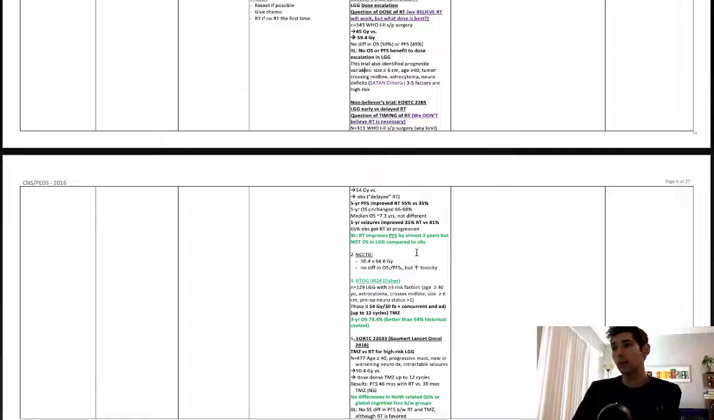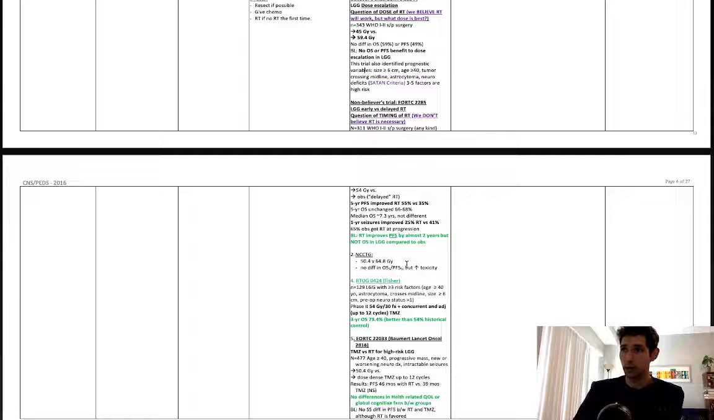NCCTG trial looked at 50.4 gray versus 64.8 gray. There was no difference in overall survival or progression-free survival at 5 years, but there was an increase in toxicity. RTOG 0424, this is the Fisher trial. This is 129 low-grade glioma patients with greater than or equal to 3 risk factors.